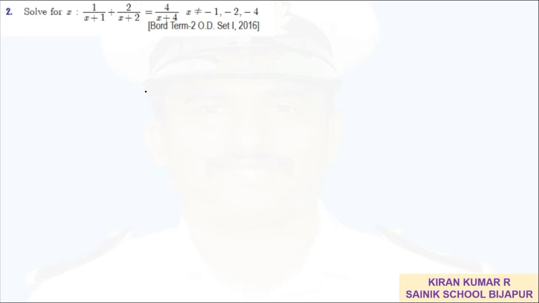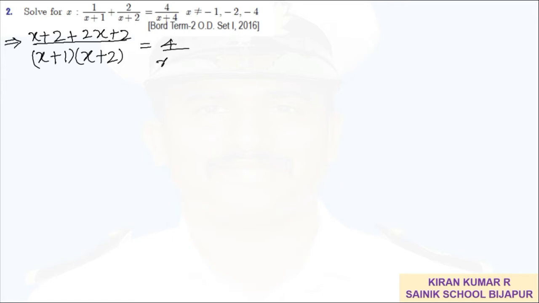They have given the equation in which the denominators are containing the variable. Earlier, when these type of questions were there, we had taken LCM of the denominators. So let me take the LCM of denominators in the left hand side. It will be the product x plus 1 into x plus 2, and the numerator will be x plus 2 plus 2 multiplied to x plus 1, which will become 2x plus 2, which is equal to 4 divided by x plus 4.